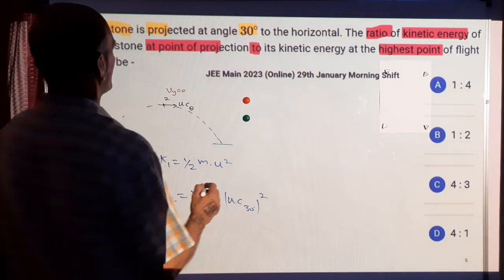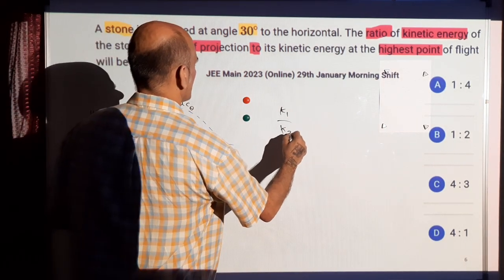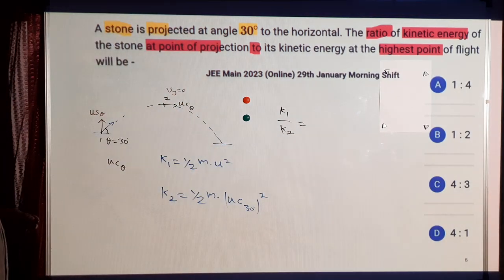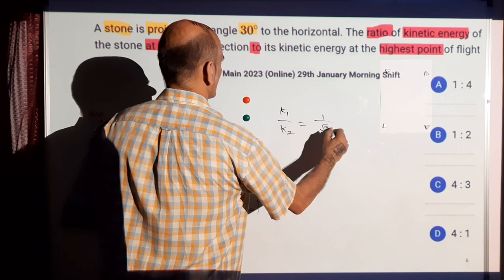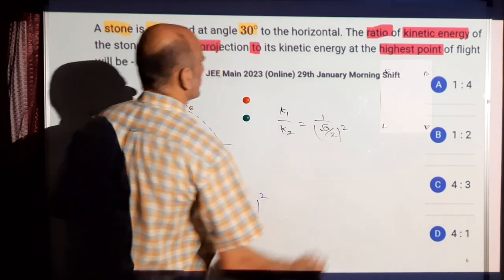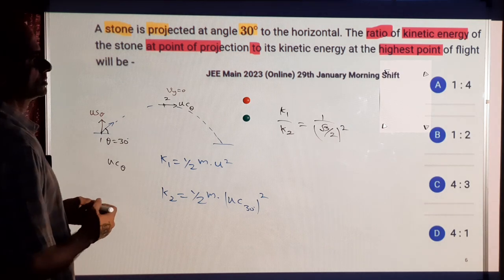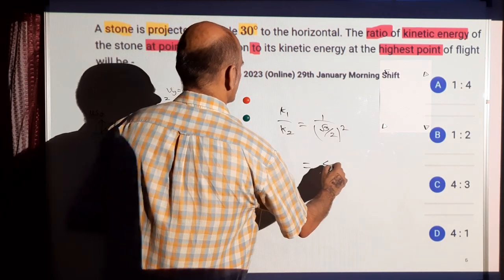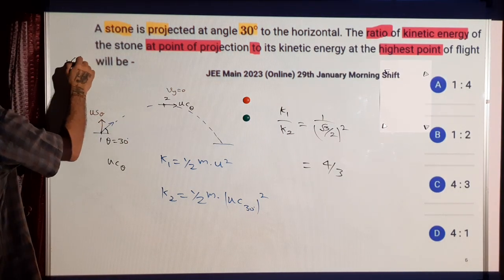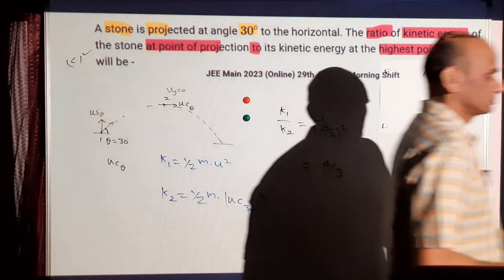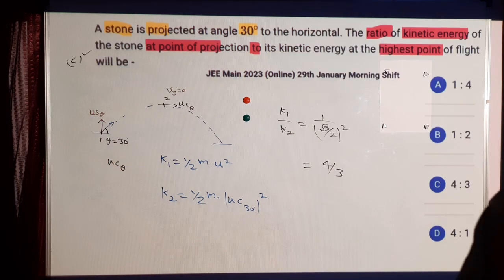So the ratio is 1 by cos square 30, which is 4:3. So option C is the correct answer. Option C.